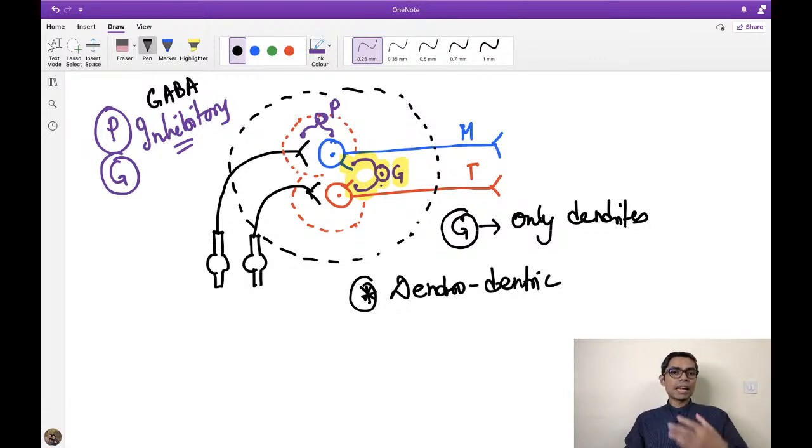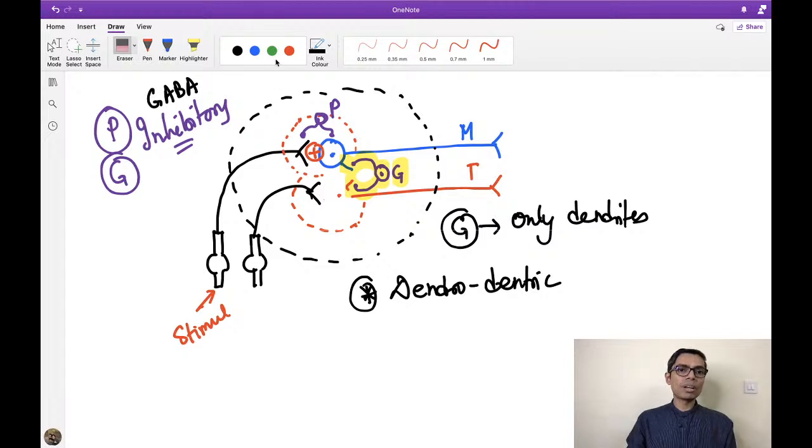So how is this granular cell functioning? Suppose you have stimulated this bipolar sensory neuron here. Stimulation means an action potential is traveling through. So it is going to stimulate the second order neuron of the olfactory pathway, that is the mitral cell, or it may be stimulating the tufted cell. Suppose only one of these two pathways is stimulated here. Okay, so this neuron is stimulated.